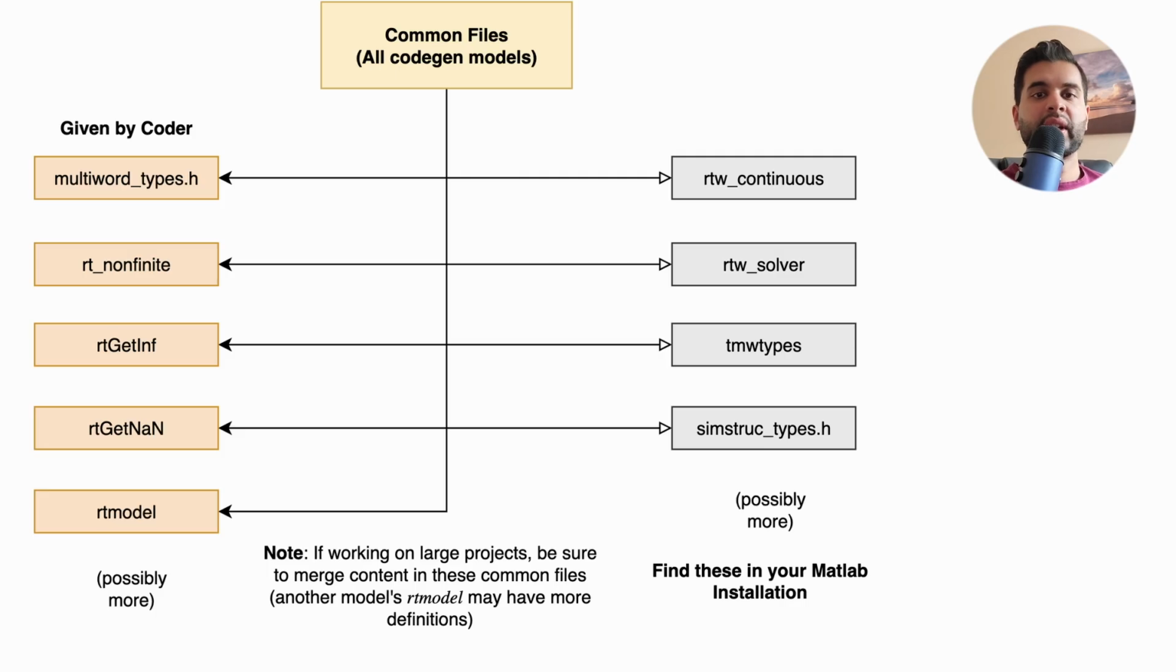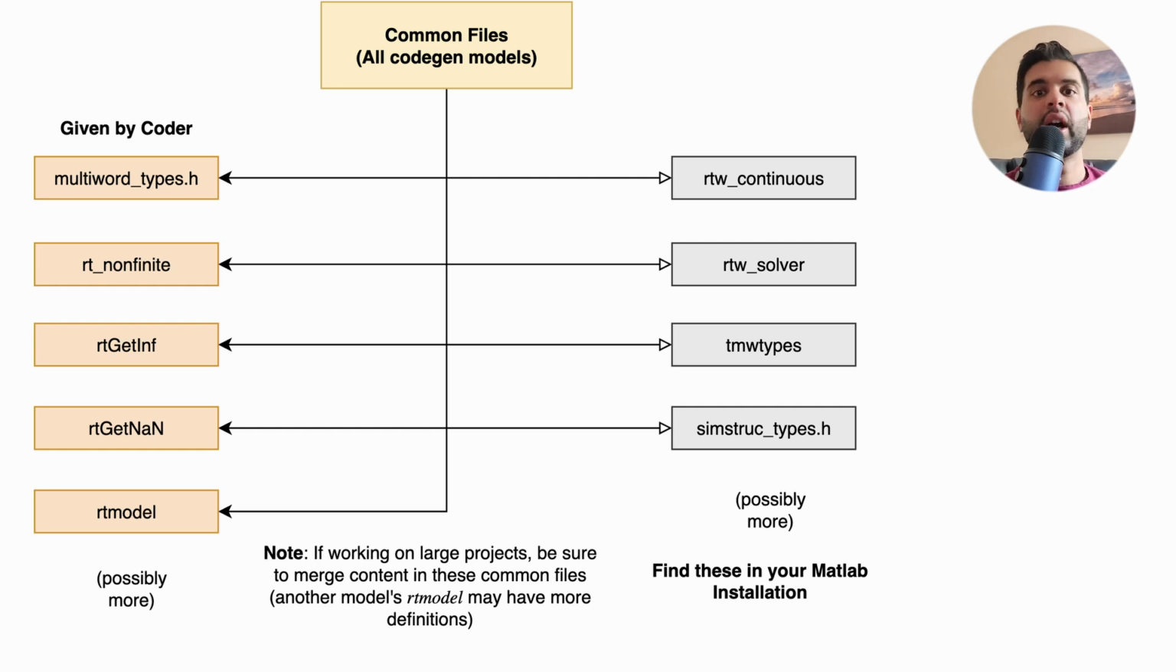So before we do the exciting stuff and build our application, we must understand the files which are given to you by Simulink Code Generation. They can be broken up into two categories. The ones on the left are given by coder each time you compile a model. So every time you press build, it'll give you those files, and some of them are multiword types, rt_nonfinite, rtGetInf, rtGetNaN, and rtmodel. If your model is more complex and has a lot more things in it, then you may have more there.